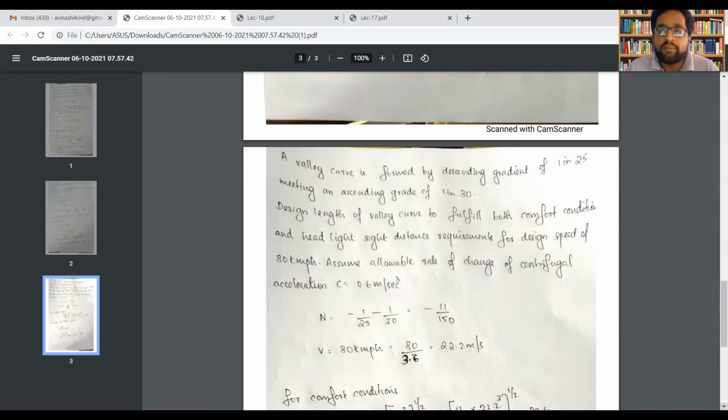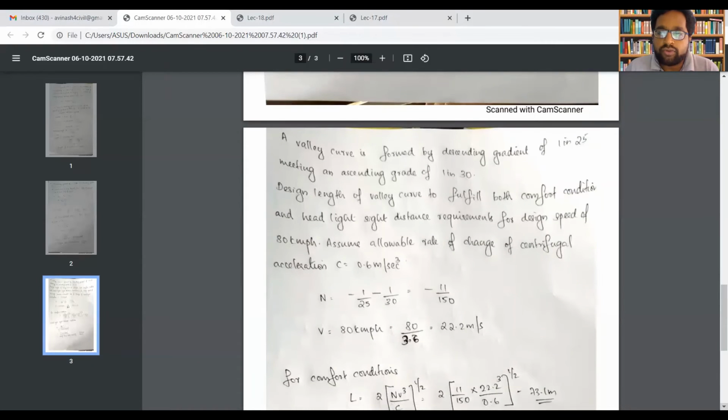In order to fulfill both the criteria, one criteria is for comfort and the other criteria is for headlight sight distance. The design speed is given as 80 km/h. If the design speed is 80 km/h, for satisfying both the comfort condition and the headlight sight distance condition, what will be the length of valley curve? Also it is asked that the allowable rate of change of centrifugal acceleration C is given as 0.6 meter per second cube.